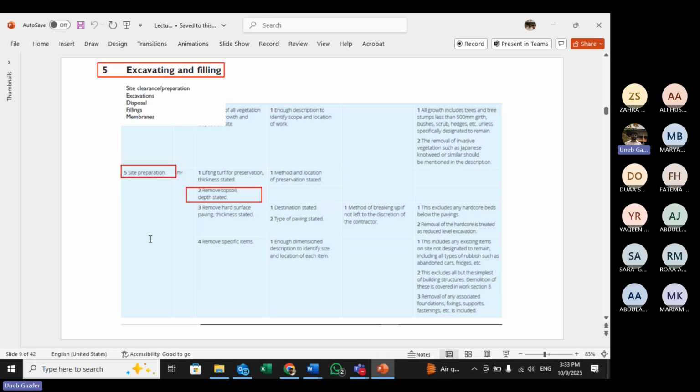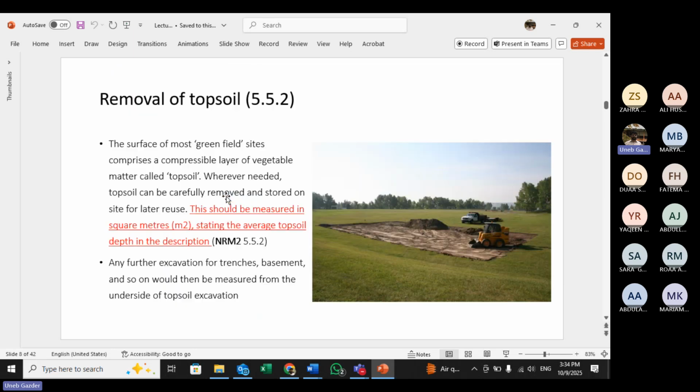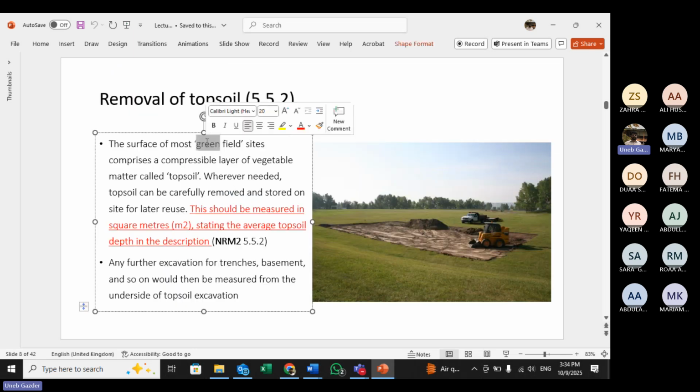If you find this one and go up and down, you will find items of removal of trees and so on and so forth. You can see it is part of site preparation measured in square meters, and the depth must be stated. There are no other levels here. In some cases, this is when you have an open field, so there was nothing earlier, what they are calling here a green field.